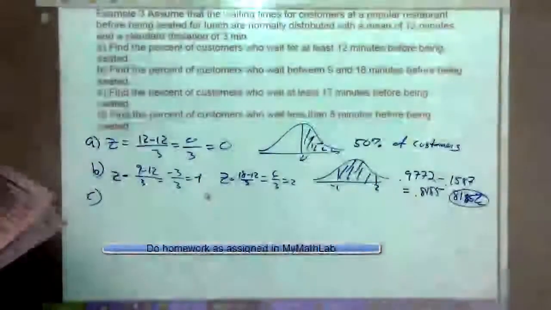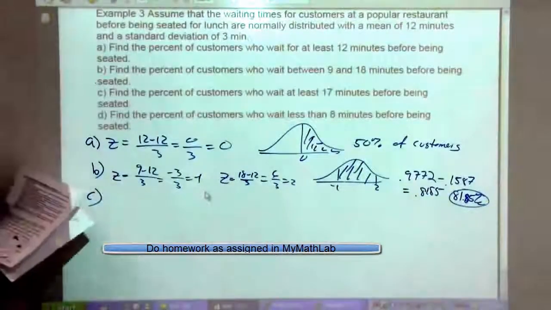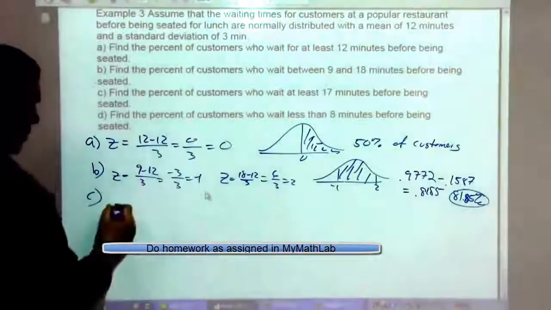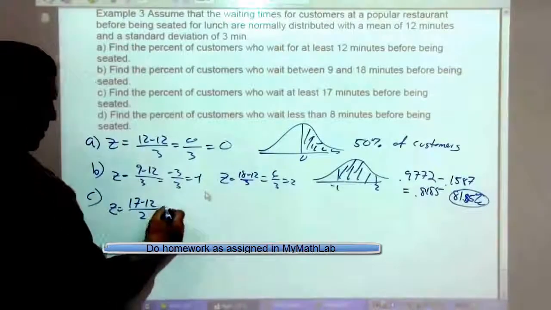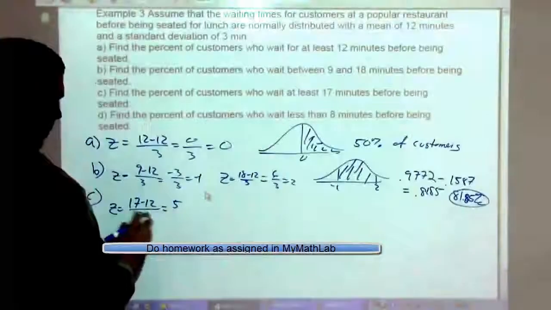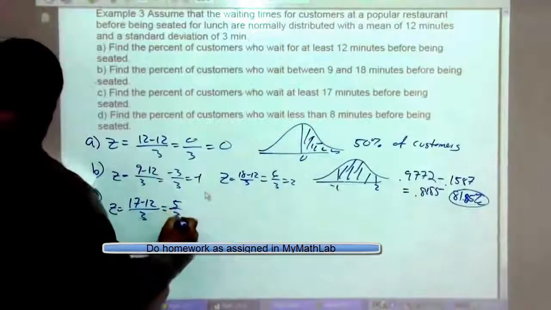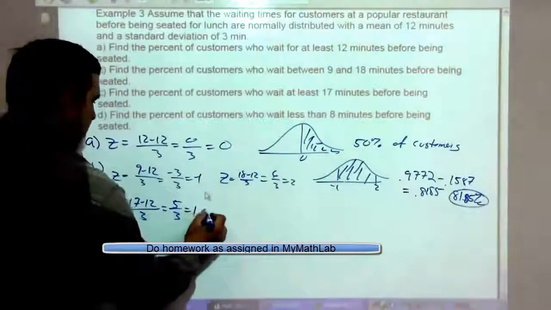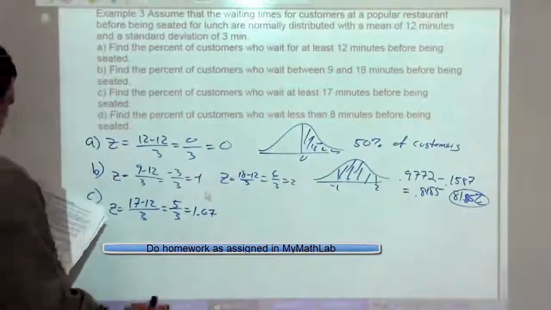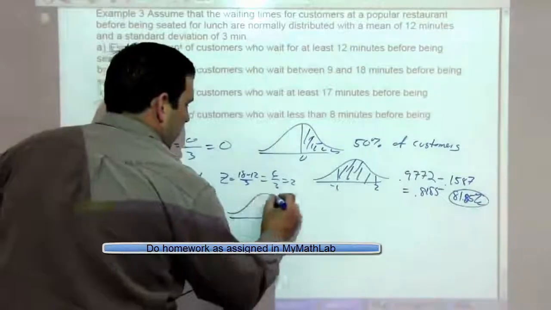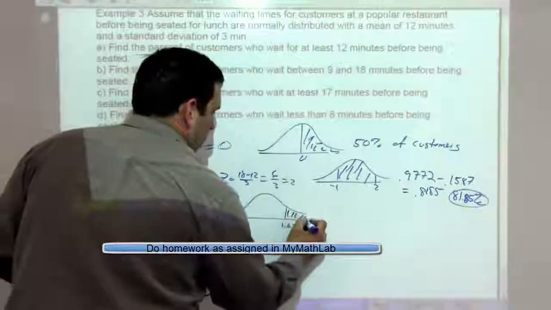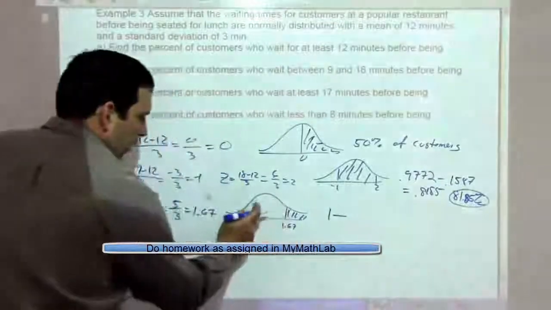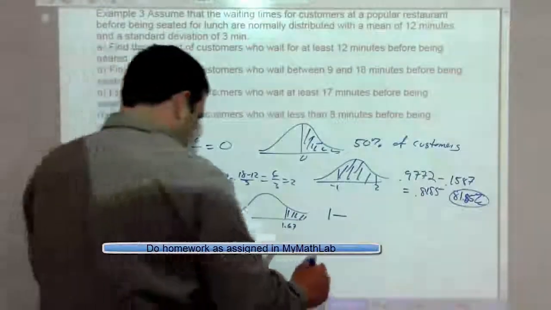For C, find the percent of customers who wait at least 17 minutes before being seated. So it's 17 or more. So Z is going to be 17 minus 12 over 3. That's going to be 5 over 3, 5/3 or 1.67. So I'm looking at this chart like this for 1.67 up that way. That's going to be 1 minus the value going to the left.